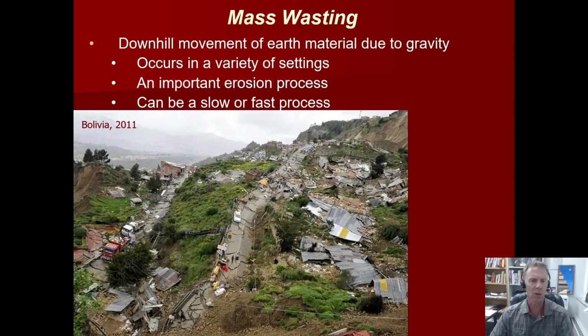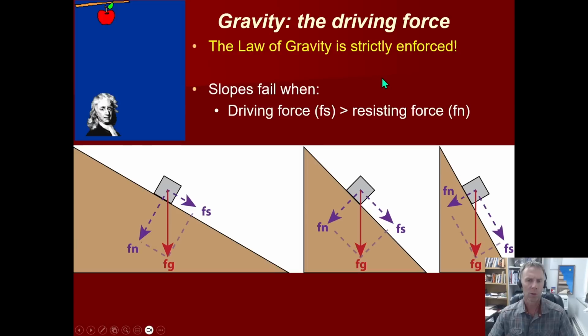We're going to see this can occur in a variety of settings: steep slopes, gentle slopes, dry climates, wet climates. It's an important process in the grand scheme of erosion, of transporting material. And again, it can be fast or slow. There's some that happen almost instantaneously within a few seconds at the most, and some which can take years to culminate. So we got a little eye candy there with a really nasty mass wasting event in Bolivia in 2011. Let's look at some of the basics here, though, regarding mass wasting.